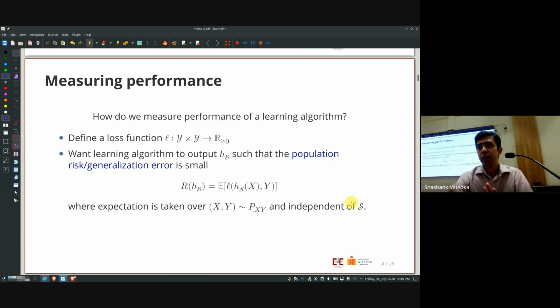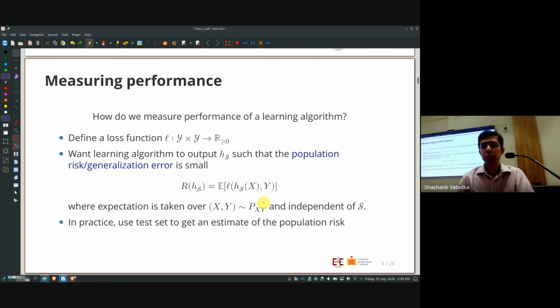Keep in mind that all of these are assumptions, and in reality there could be deviations from each of them. But in many cases, we'll assume that it's actually close to this. In practice, you don't really know the true distribution pxy, so you approximate this population risk by taking the empirical average of the loss over a separate test data set, which has the same distribution as your training data set.